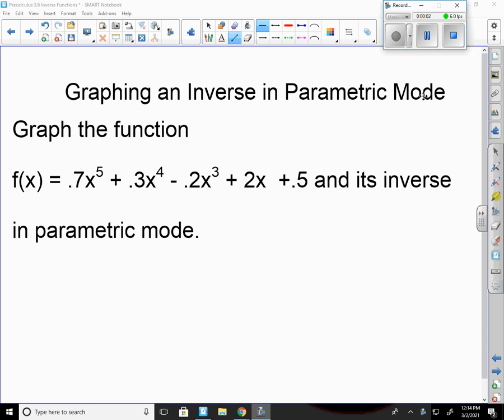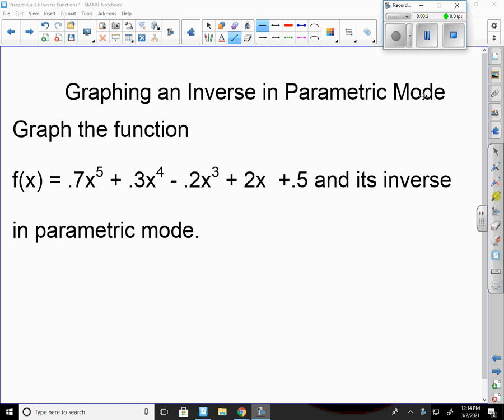Okay, so whenever we graph an inverse in parametric mode, since we don't have graphing calculators at home, it makes this a little more difficult. So we're going to have to learn to graph in Desmos using parametric functions. Desmos does not have a parametric mode like your graphing calculators would if you were in school. So it just makes it a little different.